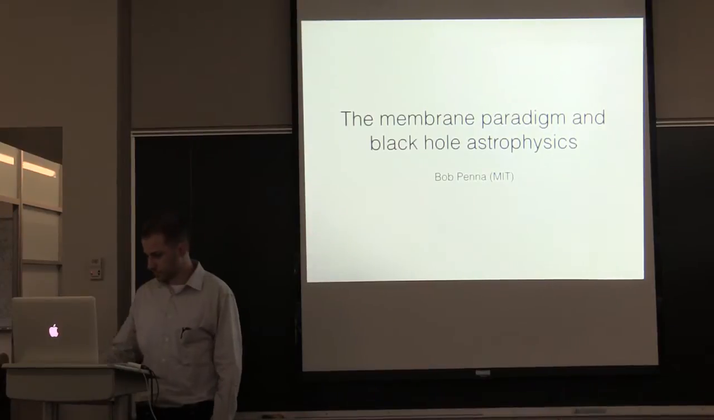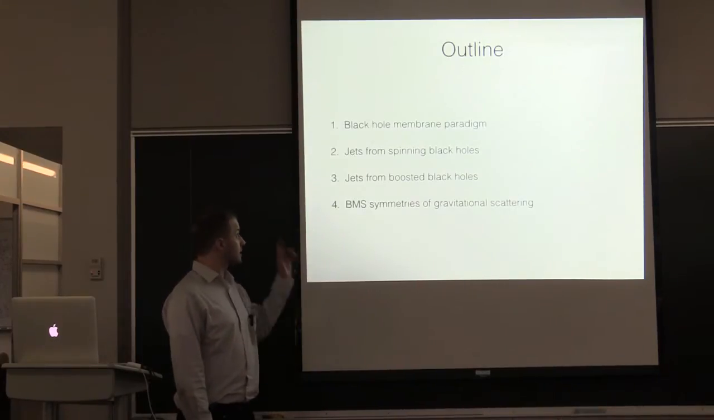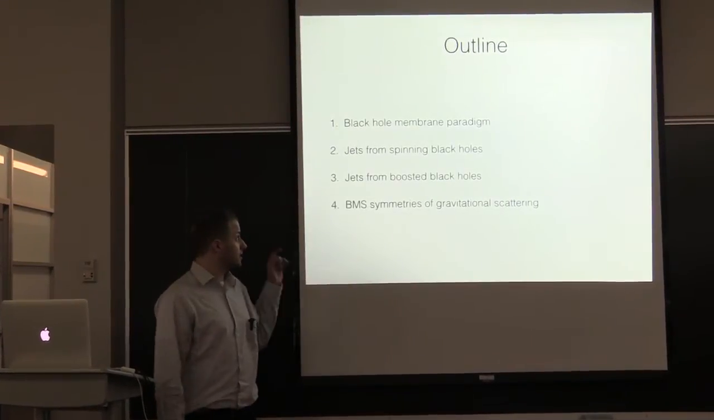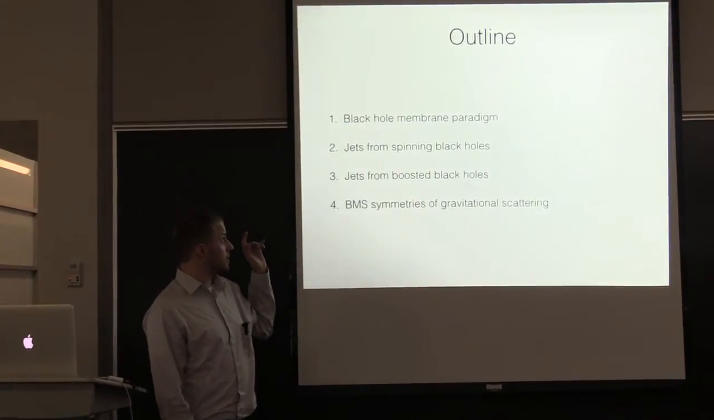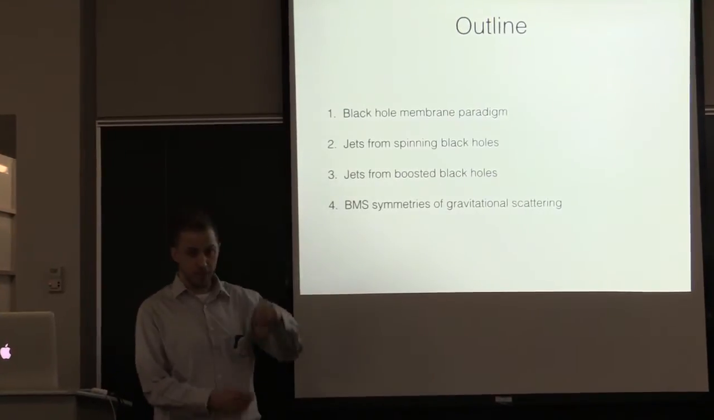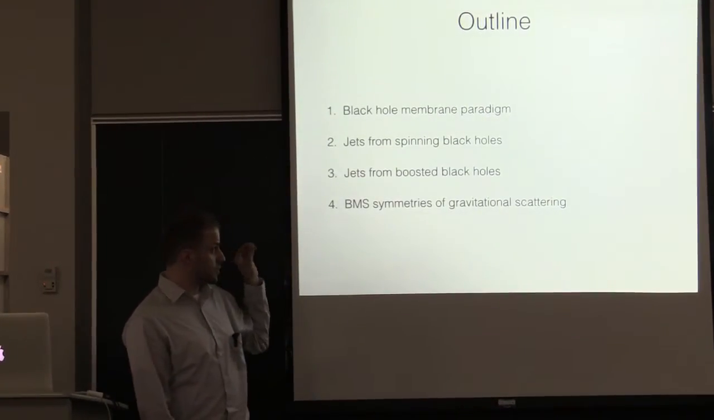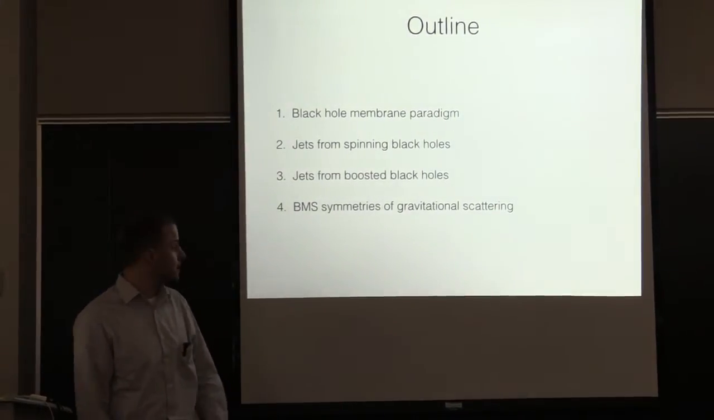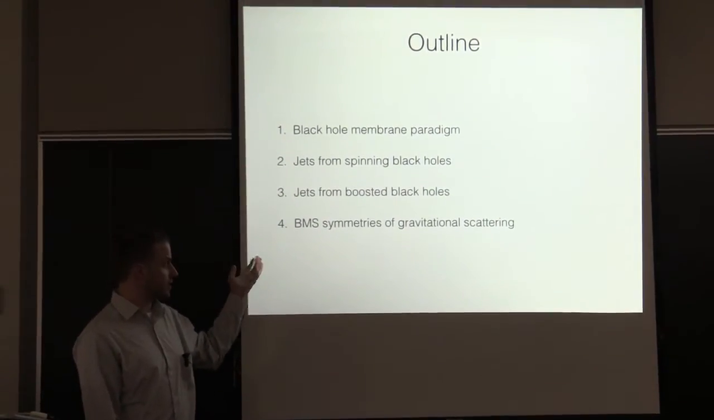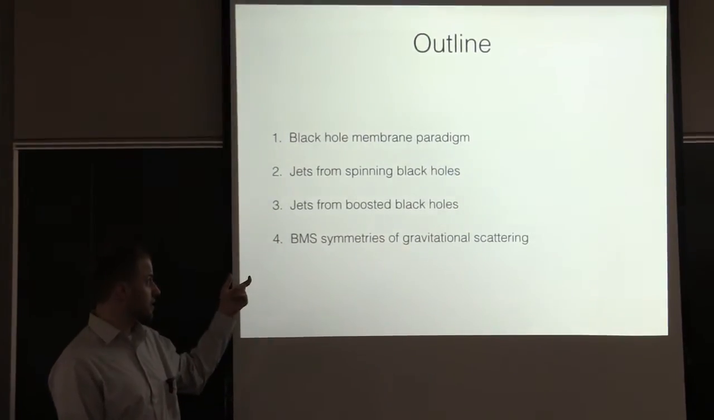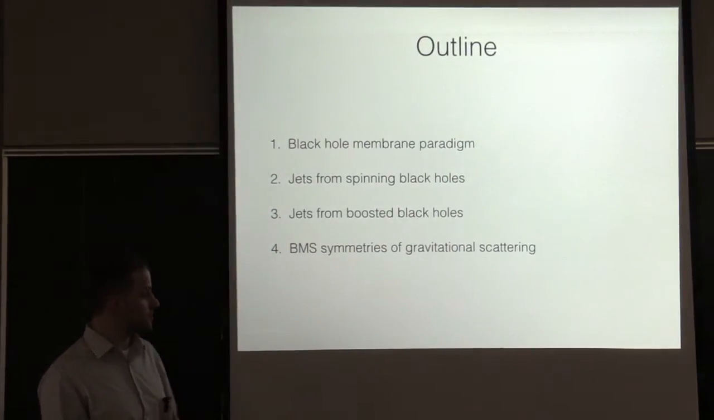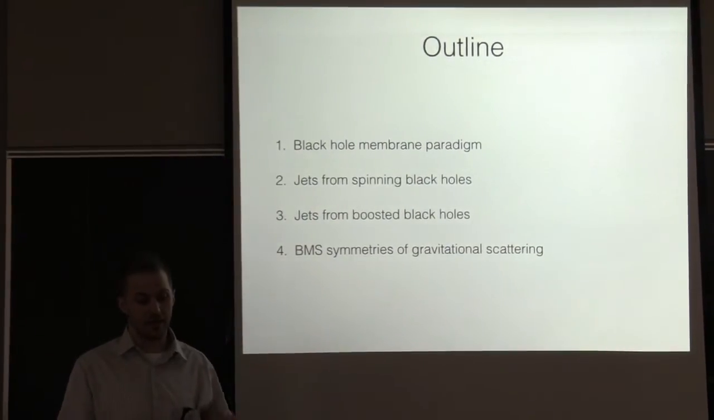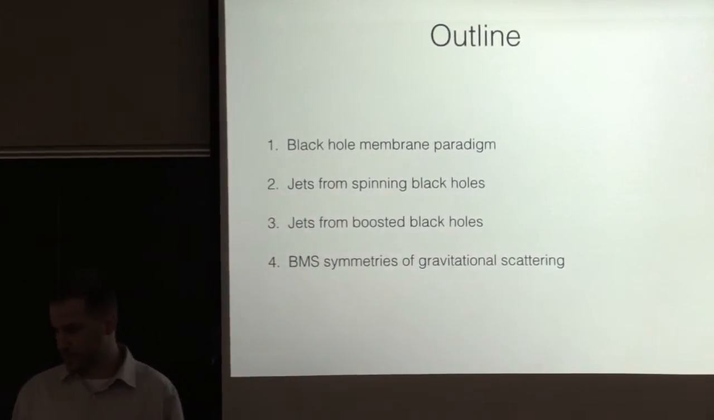And I'll try to give some examples in the talk of those interactions, in attempts to make those connections. Okay, so the outline of the talk is I'll start by reviewing what the black hole membrane paradigm is. And then I'll talk about some applications. I'll talk about astrophysics of jets from spinning black holes, and then jets from boosted black holes, where the black hole is moving along and you're extracting the energy in its motion. And then I'll talk about something more theoretical at the end, some recent stuff about this so-called BMS group of symmetries, which governs gravitational scattering, and how you can understand that using the membrane paradigm.